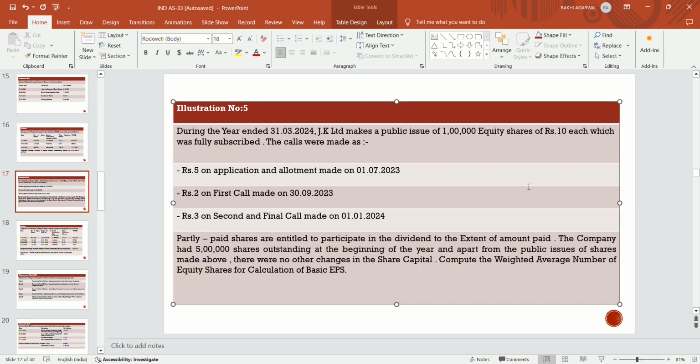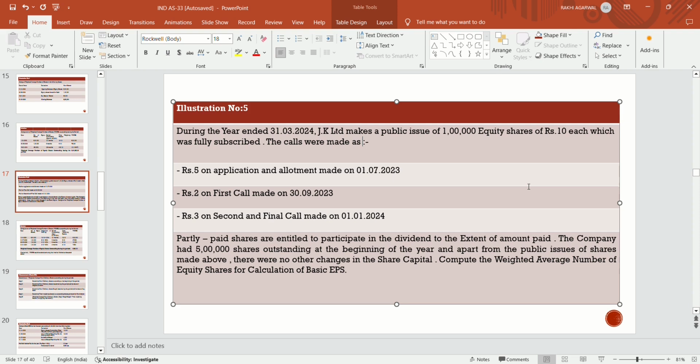Now, during the year ended 31st March 2024, JK Limited makes a public issue of 1 lakh equity shares of rupees 10 each, which was fully subscribed. The calls were made as rupees 5 on application and allotment made on 1st July 2023, rupees 2 on first call made on 30th September 2023, and rupees 3 on second and final call made on 1st January 2024. Partly paid shares are entitled to participate in the dividend to the extent of amount paid.